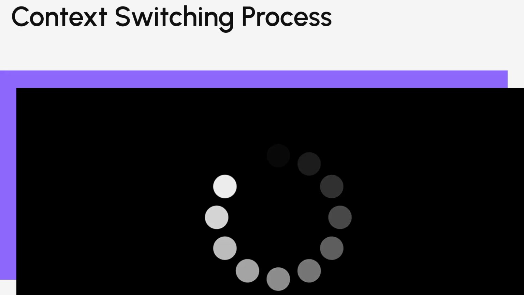Minimizing context switches is crucial, as each switch consumes CPU time and resources. Reducing unnecessary switches improves system efficiency and ensures effective process management.